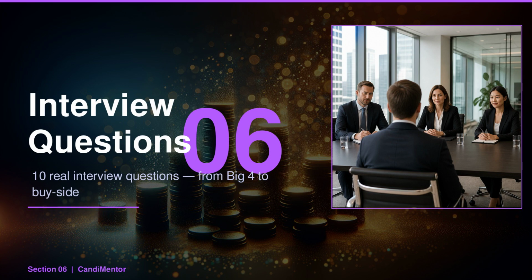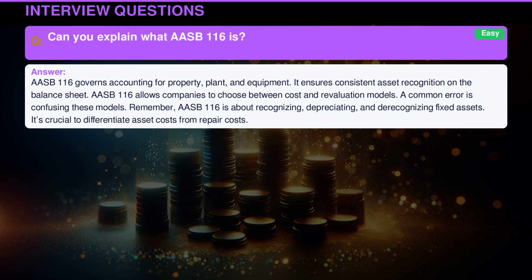Every Big Four and investment bank interview on AASB 116 follows a pattern. Here are the 10 questions that come up again and again, with answers that will make your interviewer nod. AASB 116 governs accounting for property, plant, and equipment. It ensures consistent asset recognition on the balance sheet.